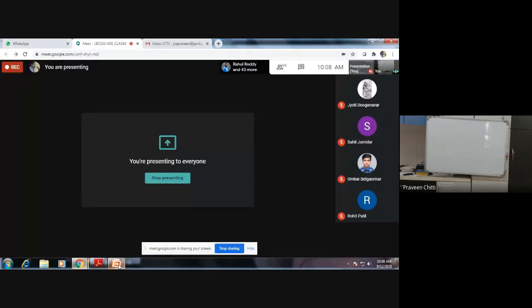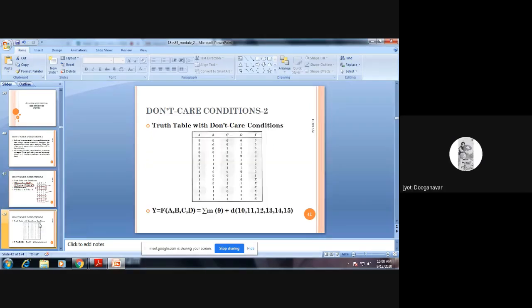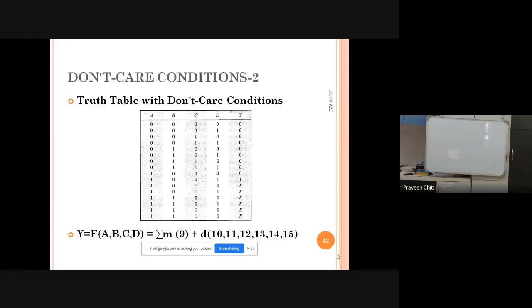Don't care comes in both SOP as well as POS. Is that clear? The concept of don't care and how the don't care can be considered in SOP expression as well as in POS expression. Is that fine? Yes, sir. Okay.